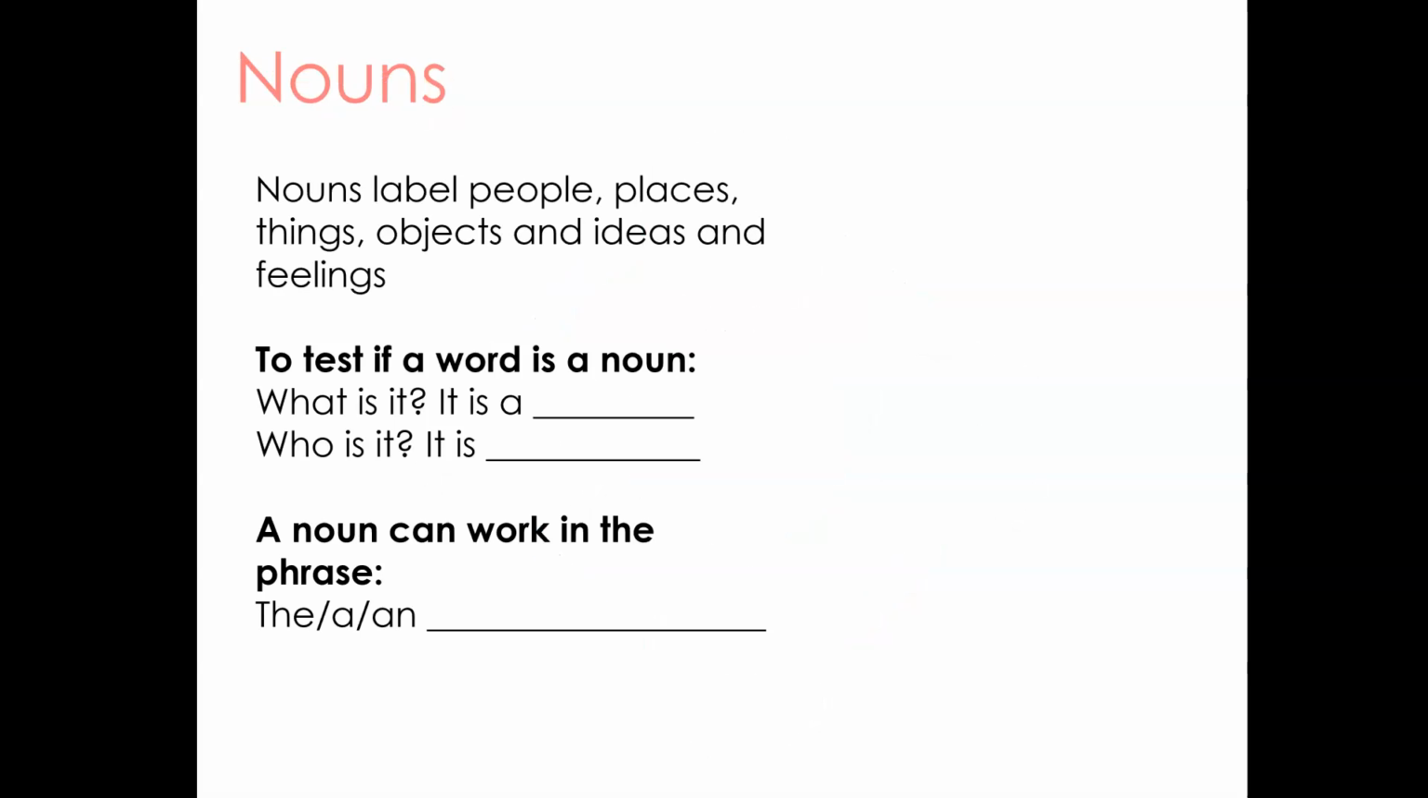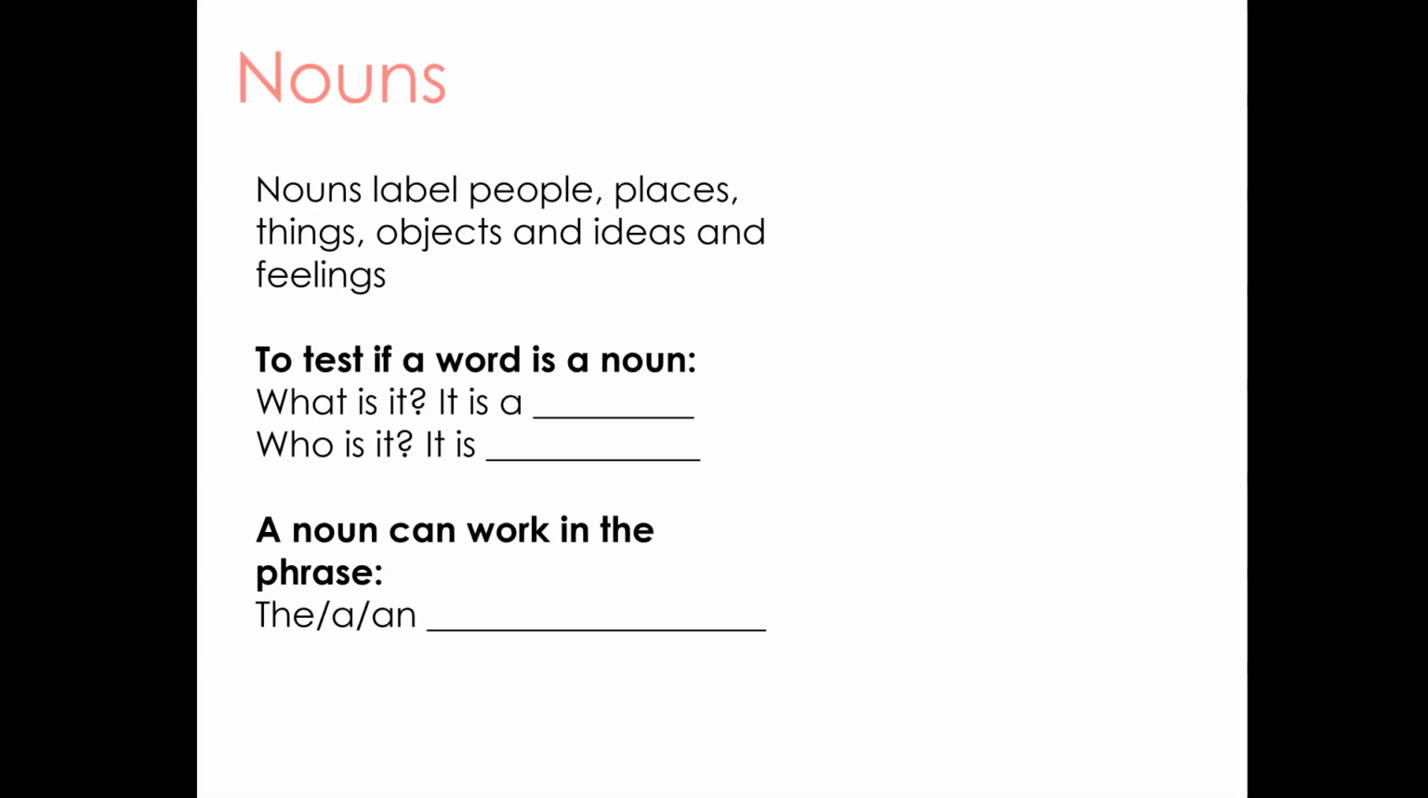Okay, so let's start with nouns. So nouns are labels, they name things. So nouns label people, places, things and objects, as well as ideas and feelings. A good way to test if a word is a noun is to ask, what is it? If we can answer with it is a pen, it is a car, it is a phone, we can see here that we're naming an object and we know it's a noun.